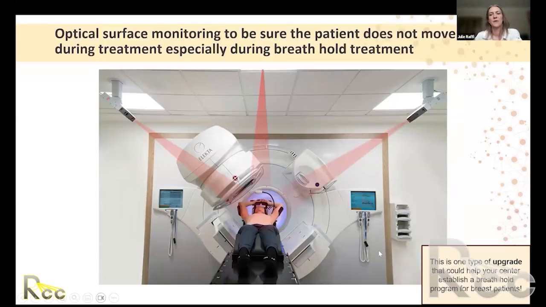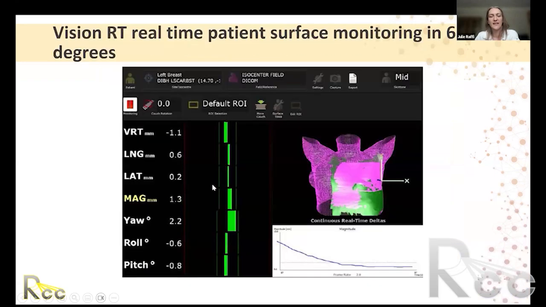This is an example of a type of upgrade you can establish for breath hold patients, optical surface monitoring. So we have infrared cameras. This is just a graphic showing these red imaging zones, ensuring that the patient doesn't move during treatment. This is an example of VisionRT, which is a surface monitoring software. And it's showing you if your patient's surface is moving during treatment.